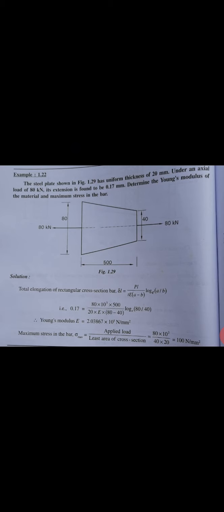So the delta L is 0.17 equals, load is 80 kilonewton, so 80 times 10 to the 3 newtons, L length of the taper is 500, upon thickness of the taper rectangular bar is 20, E which is unknown, and A is the bigger side, that's 80, minus B, the smaller side of the taper, that is 40, into ln of 80 by 40. So substituting and simplifying, we get the Young's modulus E as 2.03867 times 10 to the 5 Newton per mm square.